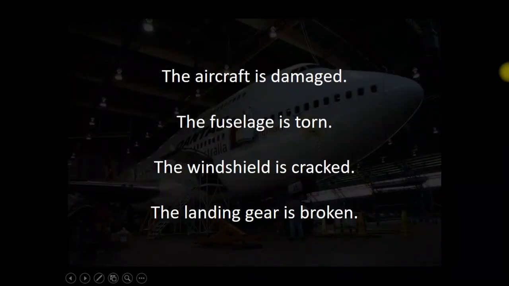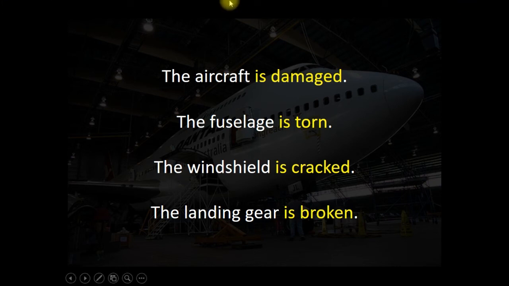Now, there's one thing to be careful about, and that is when we have sentences like this. The aircraft is damaged, or the fuselage is torn. The windshield is cracked. The landing gear is broken. When you look at these constructions, you will rightly see verb to be and what looks like the past participle verb, or verb 3, right? Torn, broken. In these cases, you might think this is passive voice. But truly, it's not really passive voice in this case.